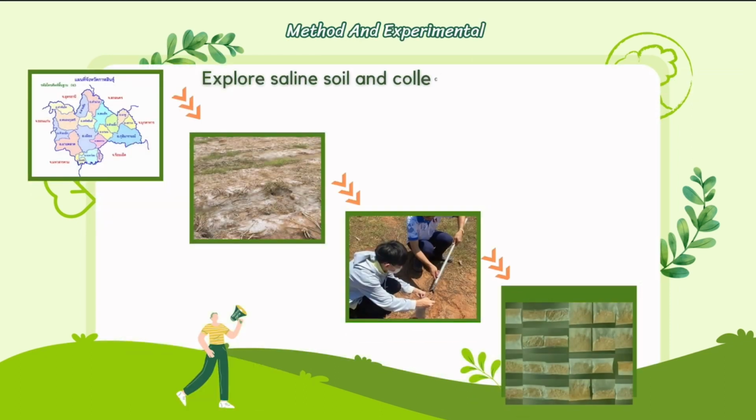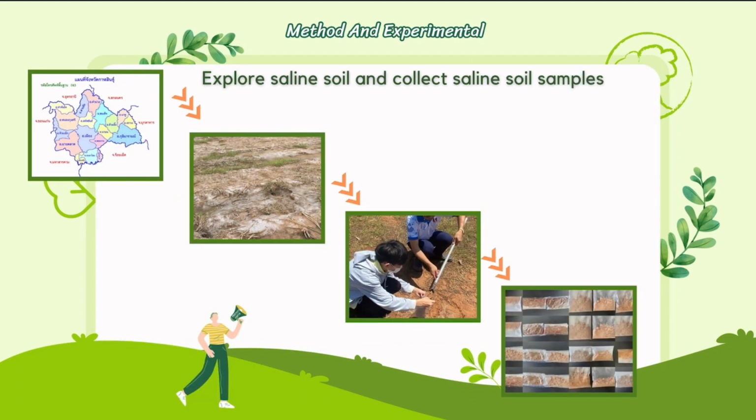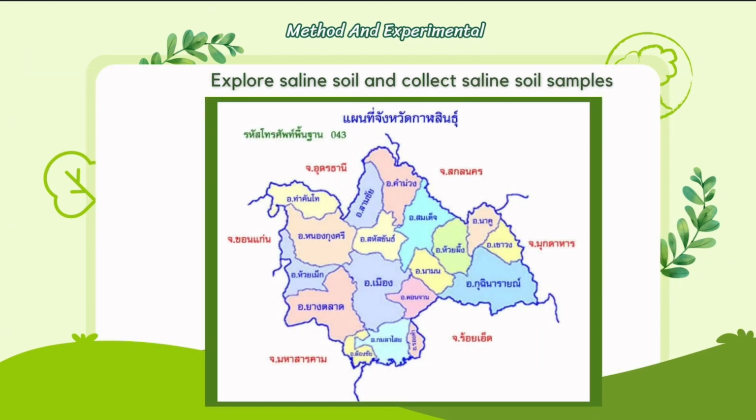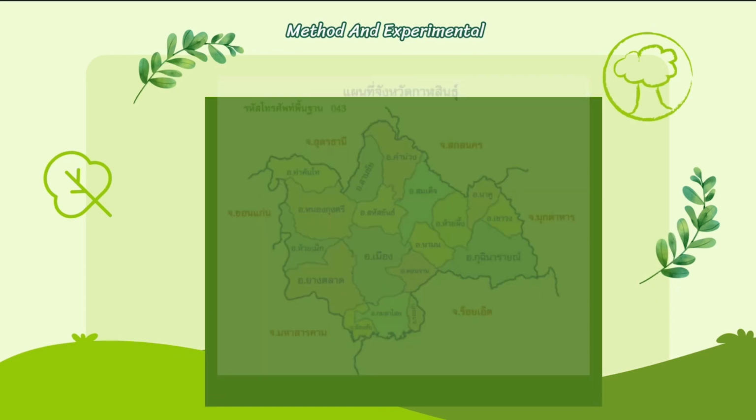Method and experiment. Explore saline soil and collect saline soil samples. First step: dig a small hole in the soil. Use a spade or shovel to dig a hole with a depth of 2 to 4 inches. Crush the soil inside the hole and remove any branches or foreign objects.